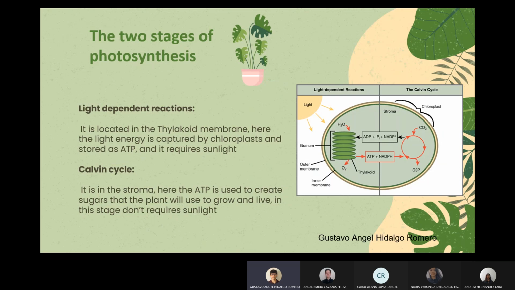The two stages of photosynthesis. Light-dependent reactions. It is located in the thylakoid membrane. Here the light energy is captured by chloroplasts and stored as ATP, and it requires sunlight. Calvin cycle. It is in the stroma. Here the ATP is used to create sugars that the plant will use to grow and live. In this stage, sunlight is not required.